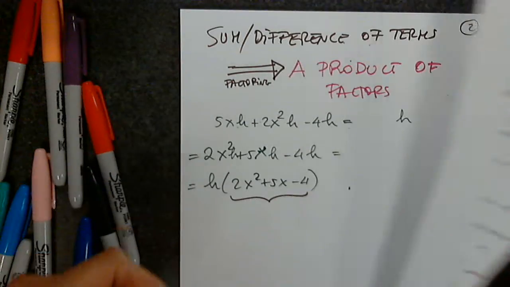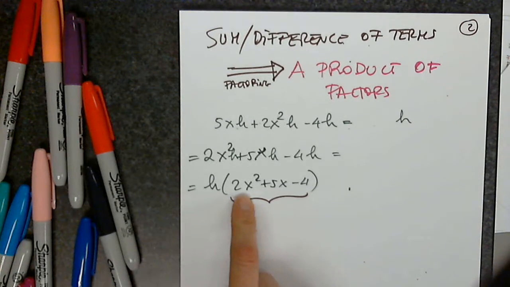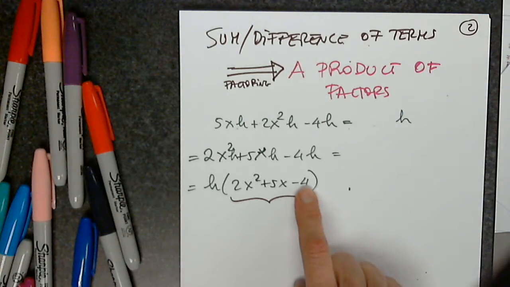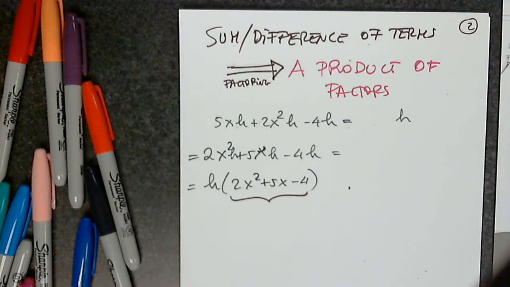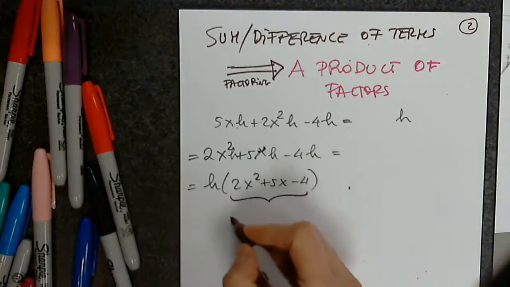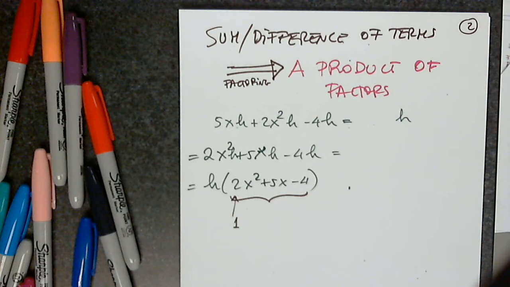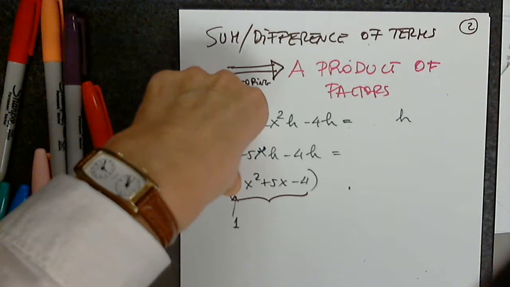The answer is no in this case. Why is it no? Because this is not a perfect square. Remember, we've got the first term squared, but this doesn't come from anything squared. The last term squared, but this doesn't come from anything squared. So a special product, although I was hoping for one, is not working. Now my next question: is the leading coefficient 1? Well, unfortunately, it's not 1. If it were 1, then it would have been easier to factor.